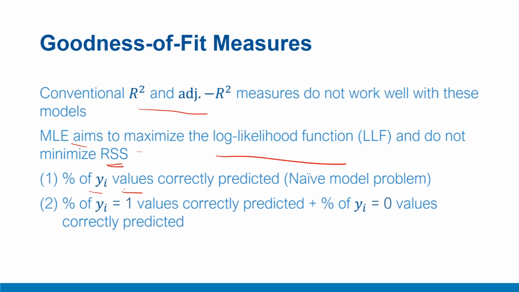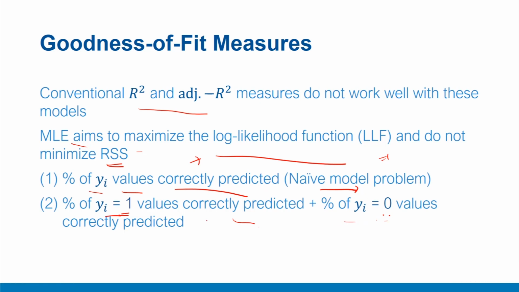One is the percentage of values that are correctly predicted. This is often referred to as the naive model problem, where you try to find what percentage of yi values you are correctly predicting. So it is the total number of values that are correctly predicted divided by the total number of observations. The other way would be the percentage of y equal to 1, that means positive cases, that are correctly predicted, and the percentage of y equal to 0 cases that are correctly predicted, and that is your accuracy of the model. You can take some sort of average of the percentage of y equal to 1 correctly predicted and the percentage of y equal to 0 correctly predicted to reflect the accuracy of the model.